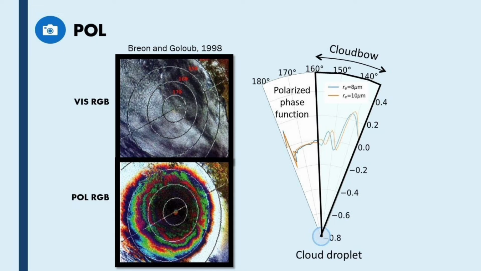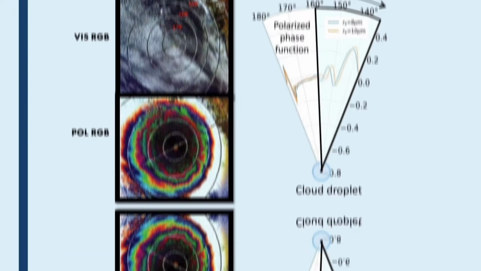In clouds, polarization is due to scattering. This is an image of clouds from Polder. When looking through a polarizing filter, you can see that there are scattering angles in which the degree of polarization is high. This angle range is the cloud bow and is strongly dependent on the effective radius if the droplet size variance is not too high. This is part of the motivation for considering polarized imagers.